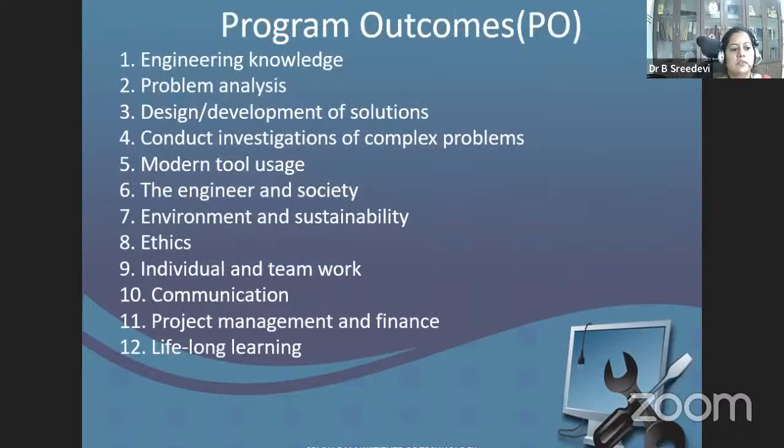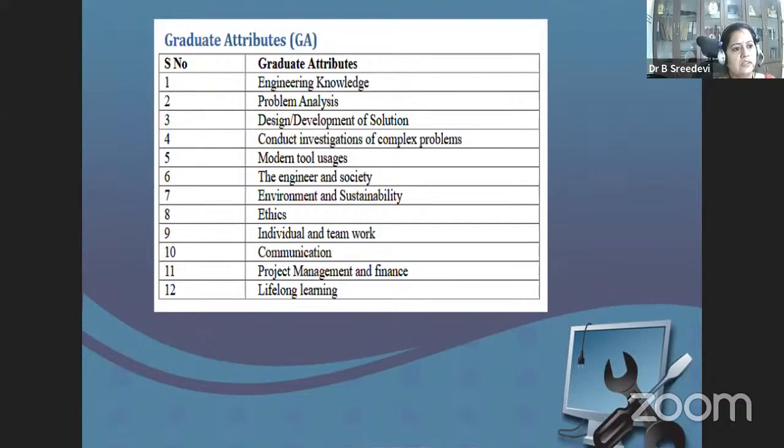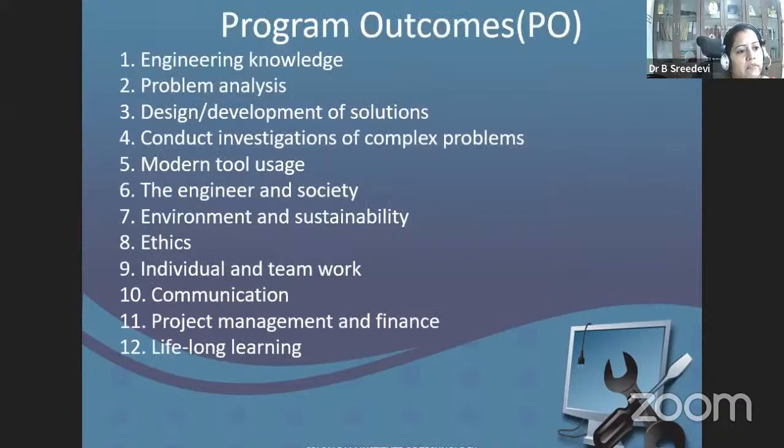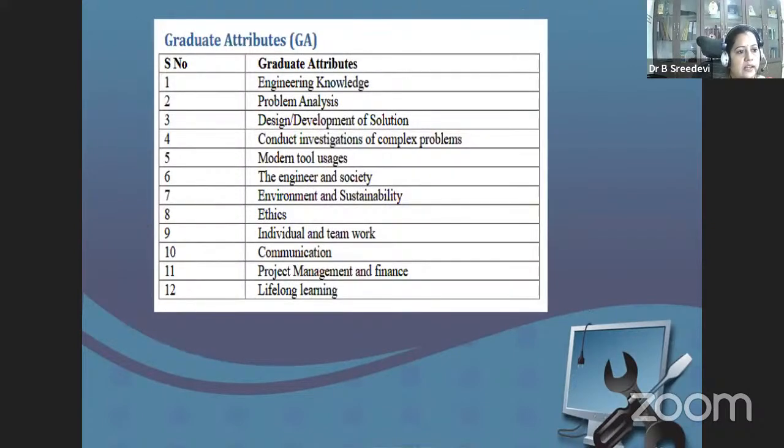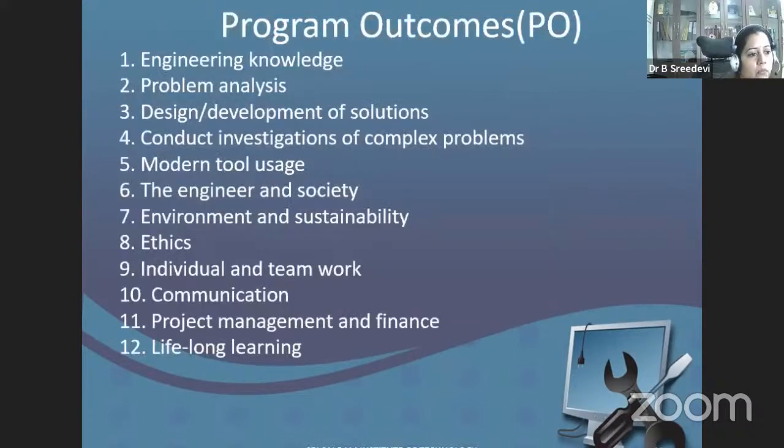Then program outcomes. Again, there will not be much variation between these two. Again, we have program outcomes as 12. Engineering knowledge, problem analysis, design development of solutions, conduct investigation of complex problems, modern tool usage, engineer and society, environment and sustainability, ethics, individual and team work, communication, project management and finance, lifelong learning. Then why do we need these two keywords, graduate attributes and program outcomes, if both are the same?